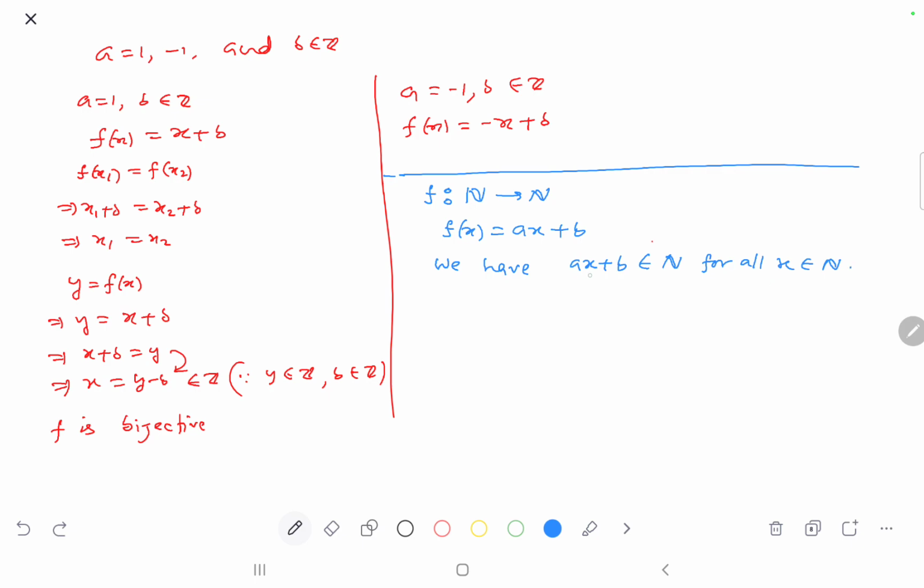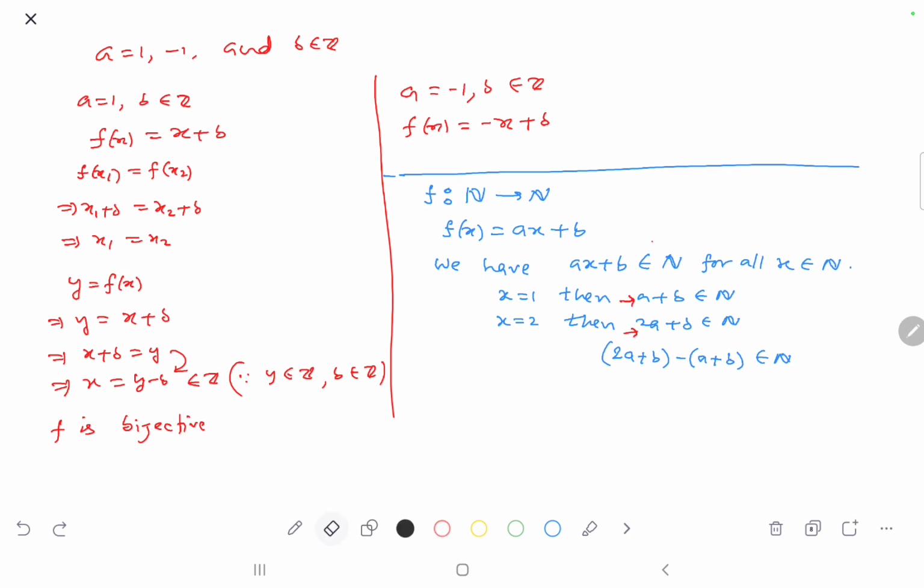If you put x equal to 1, you get a natural number, 2, you get a natural number, 3, you get a natural number. So if you take x equal to 1, then a plus b is a natural number. If you take x equal to 2, then 2a plus b is a natural number. Now see, if you take 2a plus b minus a plus b, it is a natural number. Now the question: is this quantity bigger than this quantity?